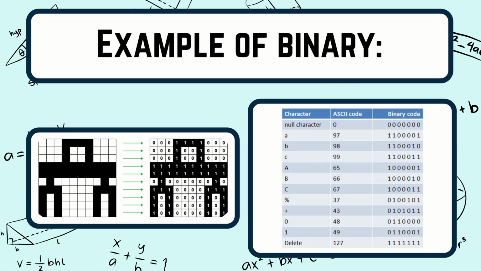So the example of binary is here. You can see that it is using 0 and 1 only, and the character we can see at the right side, the null character, it translates into a binary code. So A is 11000001. So that's an example of a binary.